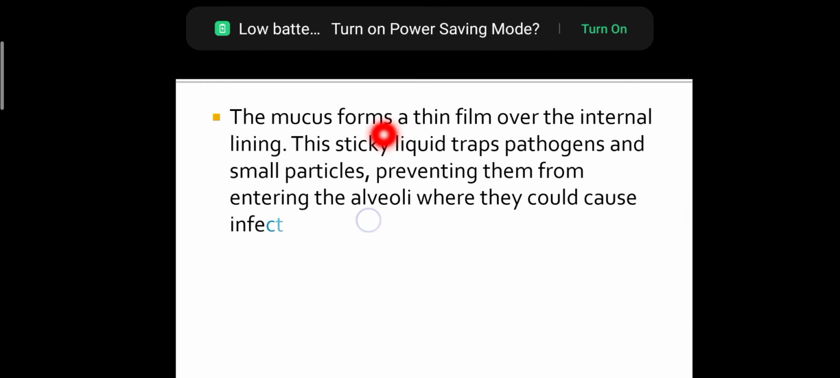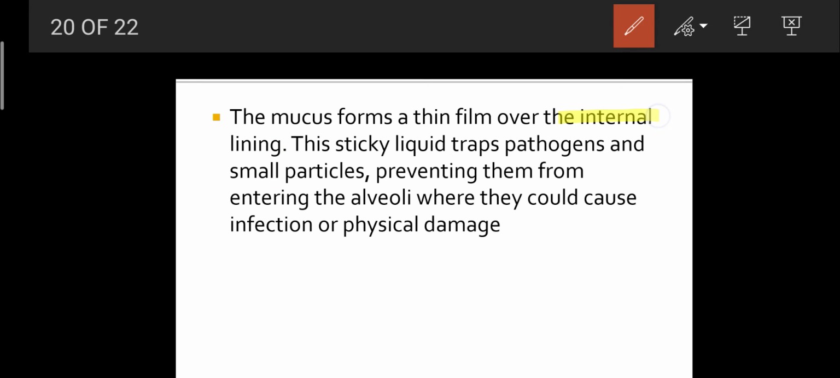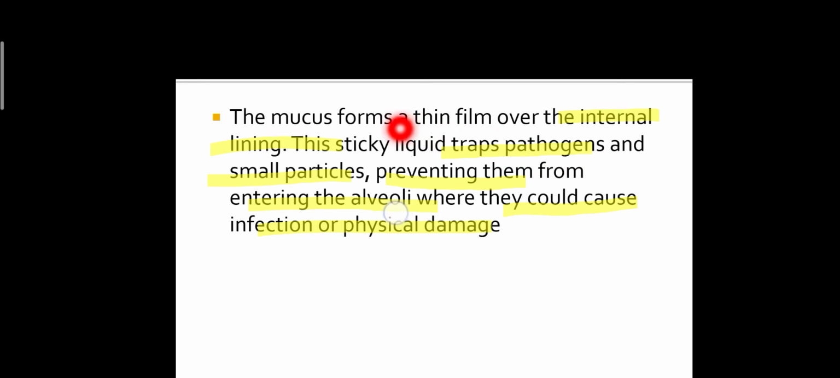What is the function of this mucus? The mucus forms a thin film over the internal lining. This sticky liquid traps pathogens and small particles and prevents them from entering the alveoli, where they could cause infection or physical damage.